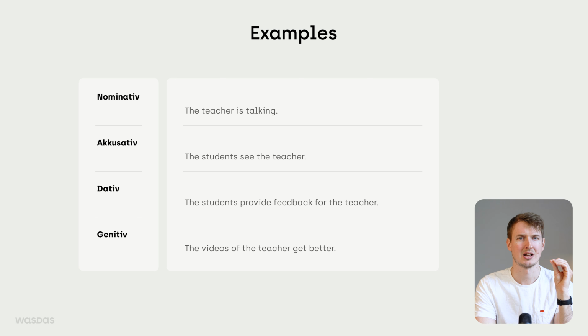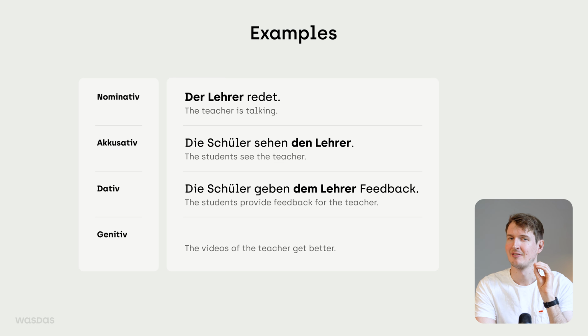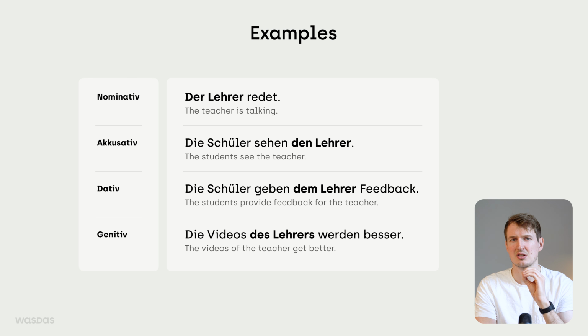The teacher is talking, der Lehrer redet. The students see the teacher, die Schüler sehen den Lehrer. The students provide feedback for the teacher, die Schüler geben dem Lehrer Feedback. The videos of the teacher get better, die Videos des Lehrers werden besser. You might have realized that whereas in English we say the teacher without any change in each of those sentences, in German, der Lehrer does change. And that's the case because of the case system, pun not intended.